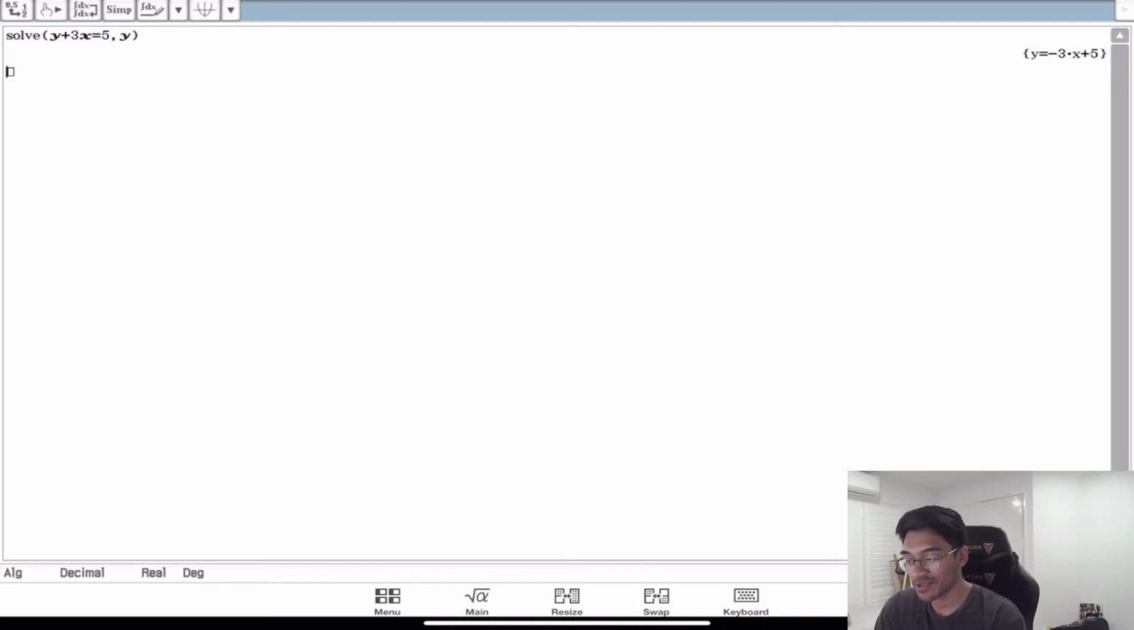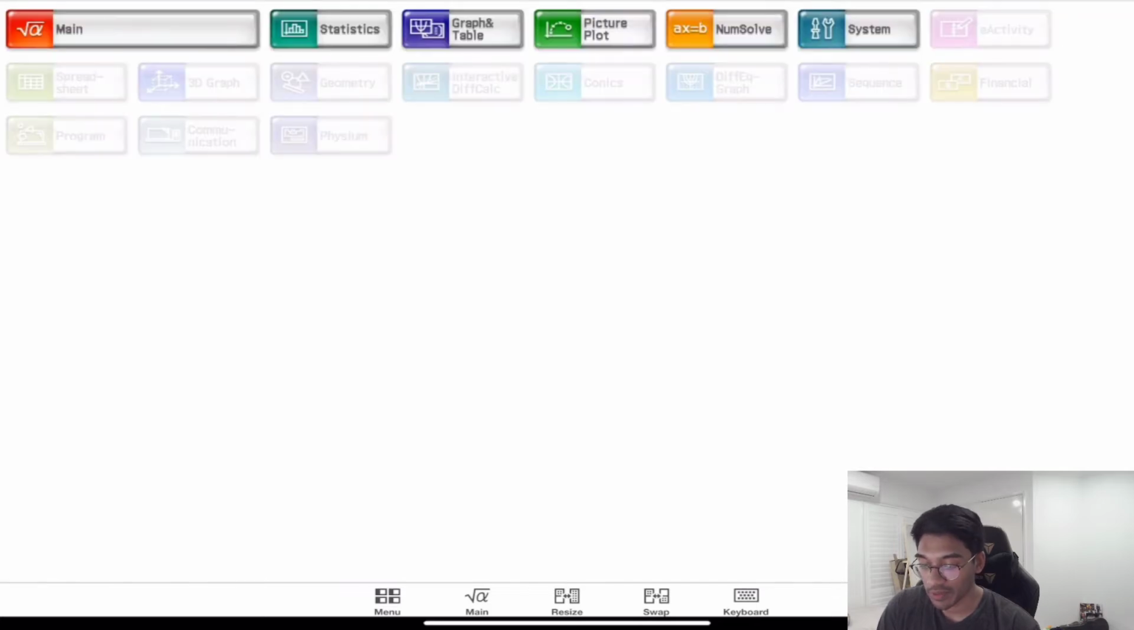So you can see I've just put a solve to solve for x, to solve for y. So this is what you guys normally have. What you guys are going to do is in the bottom, you can see that it says menu. You guys are going to click on menu and it'll bring you to this screen. Your screen will look a bit different to mine. Mine's a free version of the app, so it doesn't have everything.